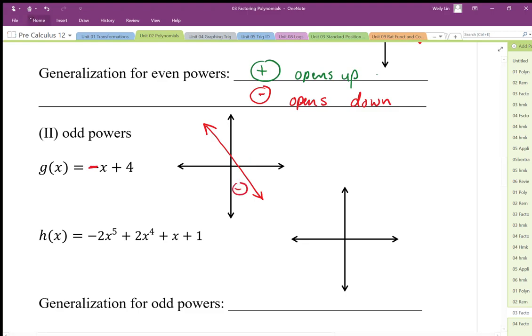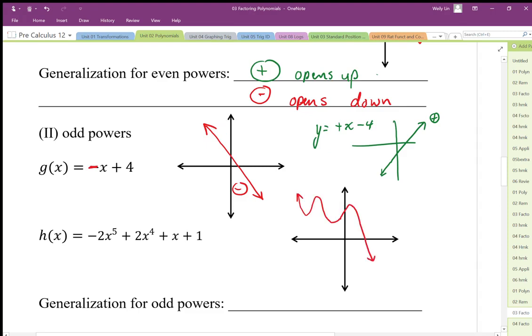If I have a positive, so let's say y is equal to positive x minus 4, I would have positive slope in that direction. Well, the same thing can be said about any odd powers. This is going to be a 5th degree polynomial, and basically it's going to trend in this direction. So it would start in the top left-hand, 1, 2, 3, 4, 5. I don't know exactly what this looks like, but it's going to go in this direction, generally a negative trend like this. So essentially it has negative slope.